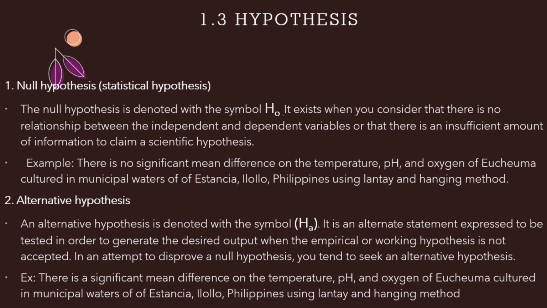Next type is the alternative hypothesis, also known as research hypothesis. It is an alternate statement expressed to be tested in order to generate the desired output when the empirical or working hypothesis is not accepted. In an attempt to disprove a null hypothesis, you tend to seek an alternative hypothesis. It is also derived from the literature review and should suggest the outcome of the experiment.